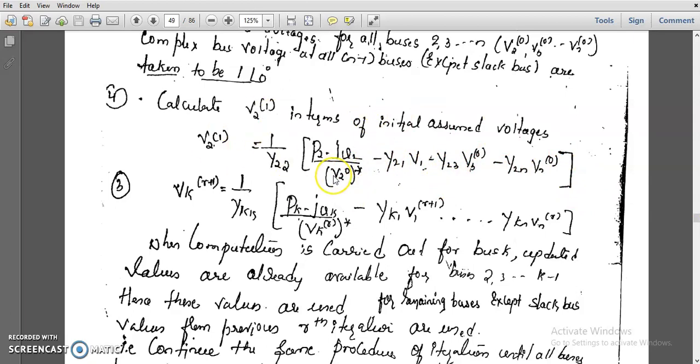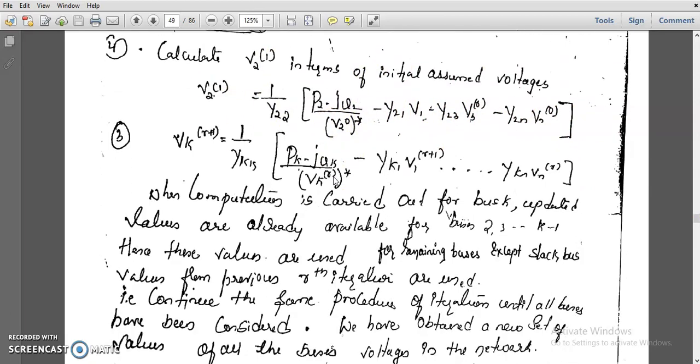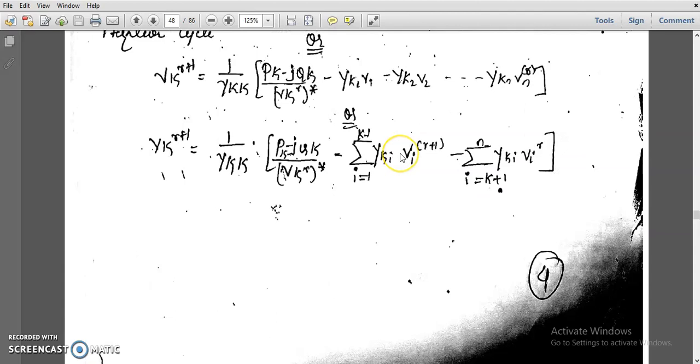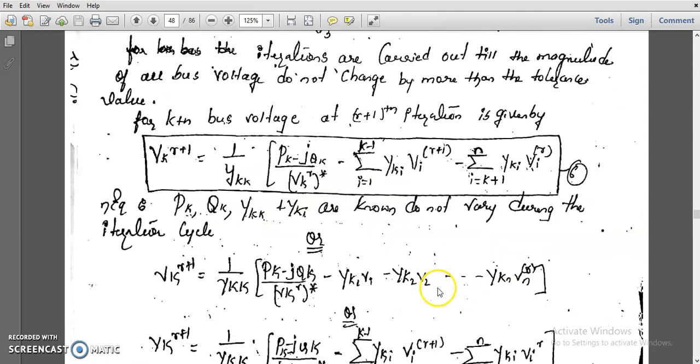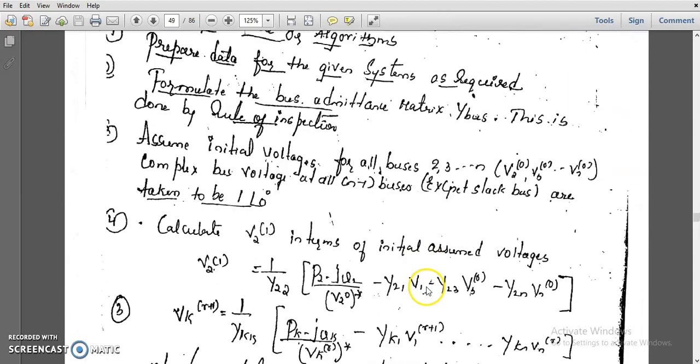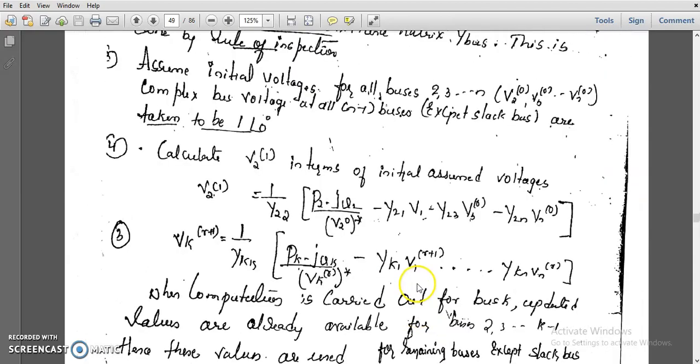So this is for PQ bus calculation. For PQ bus, P and Q are known, V and delta you have to find. And when computation is carried out for different buses, you have to update. Whatever V2 you are getting, go for V3. In V3 also you are getting V2, no? In V3, if you see, V2 is there. So whatever value you get for V2, that V2 value you have to update. Like that in every iteration, the previous value you have to update.